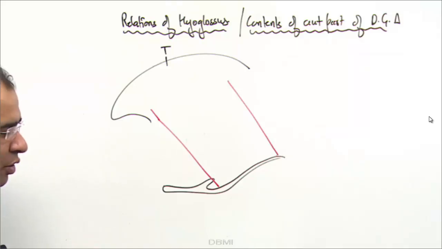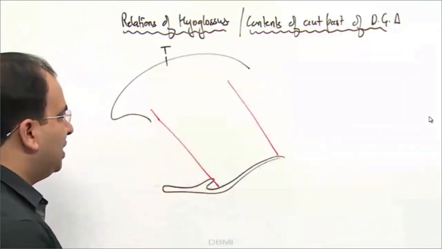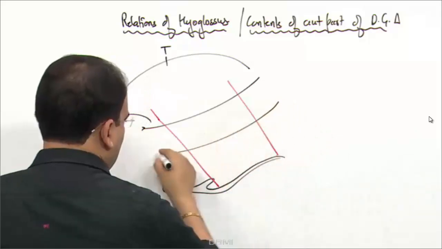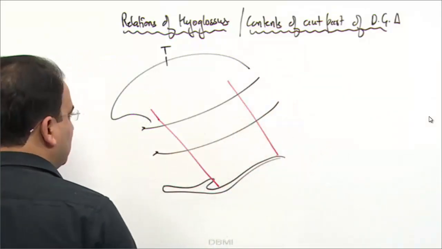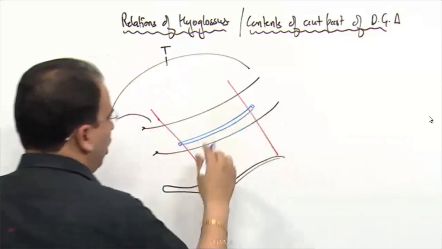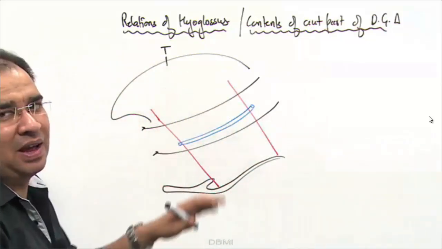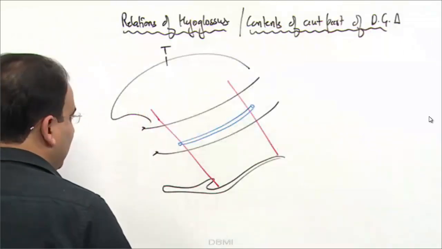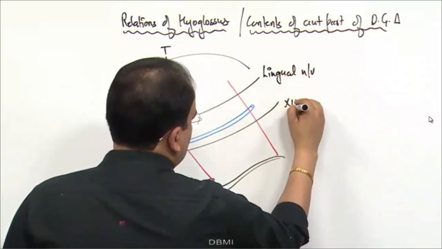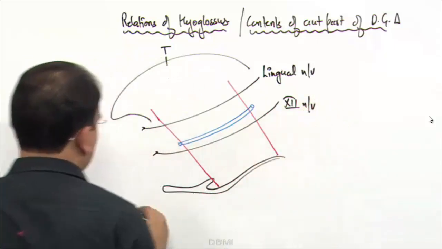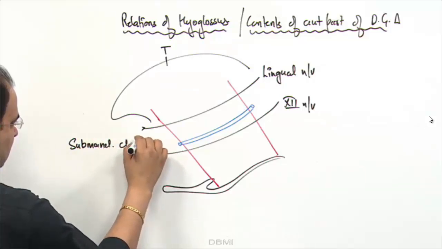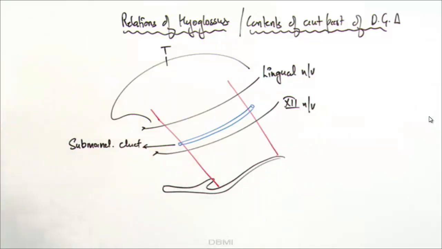The superficial relations of hyoglossus: we have two nerves and we have a duct in between. The nerve we have here, one is the lingual nerve, and the hypoglossal nerve, and between the lingual and hypoglossal nerve is this duct, that is the submandibular duct or Wharton's duct. Although the lingual nerve winds below the hypoglossal nerve, I am just making it a schematic diagram, so I am not drawing it that way. So this here is the lingual nerve, this is the hypoglossal nerve, and this is Wharton's duct or submandibular duct.